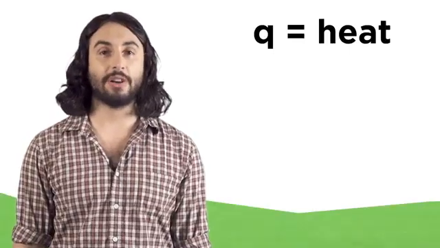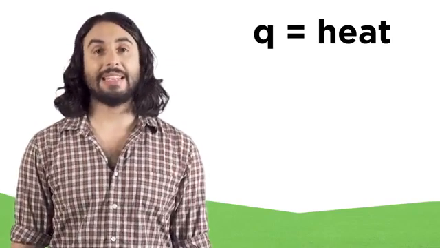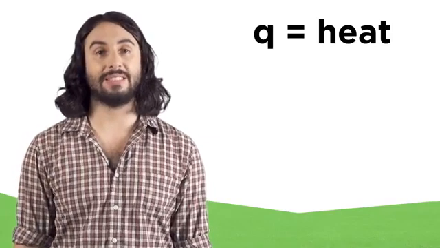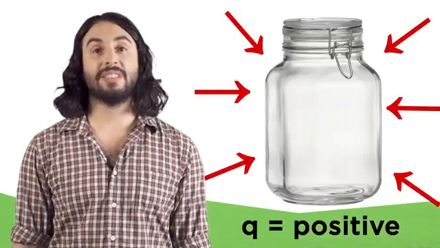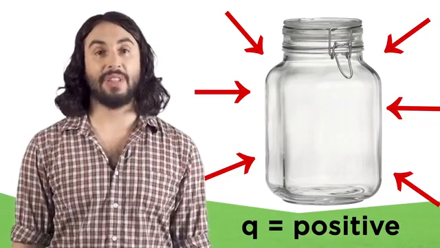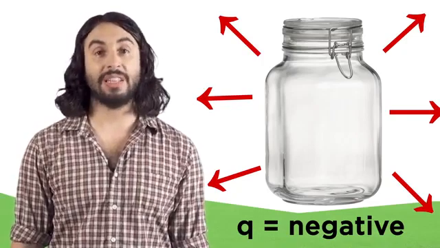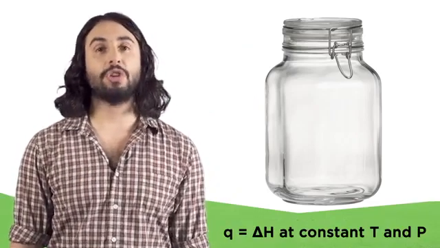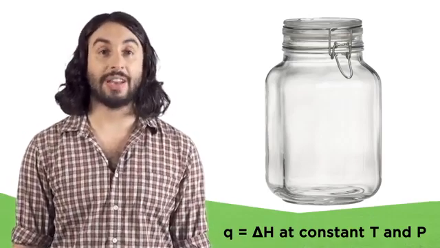Heat, represented by the letter Q, is a trickier thing to define, but a good way to put it is that heat is the energy that flows between a system and its surroundings due to a difference in temperature. Heat will always flow spontaneously from an area of high temperature to an area of low temperature. For a system, Q will be positive if heat is being absorbed by the system, and it will be negative if heat is being released by the system. When temperature and pressure are constant, Q equals delta H, the change in enthalpy.